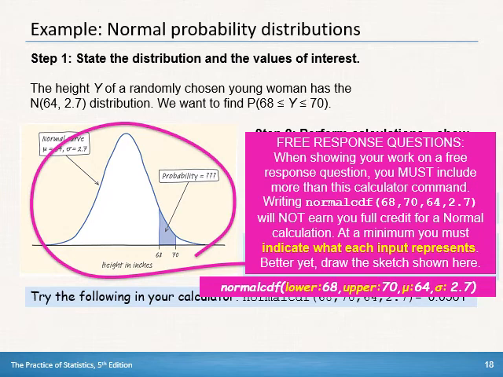Now, you're not actually entering those into your calculator. In the calculator, you're just doing the 68, 70, 64, and 2.7. But when you write out your work on your paper, you want to indicate what those four values are as opposed to just writing them down, okay? And then, of course, again, a shaded normal curve with labeling.